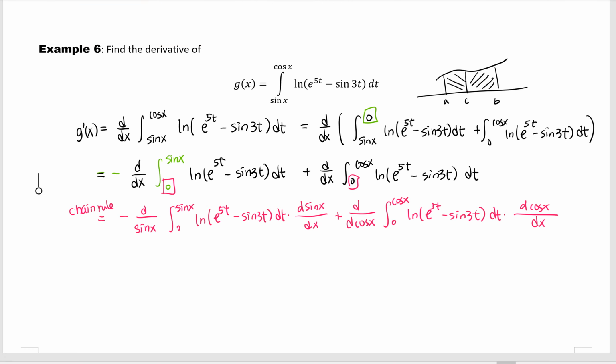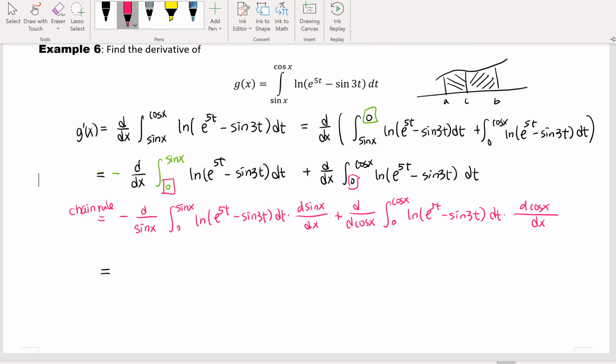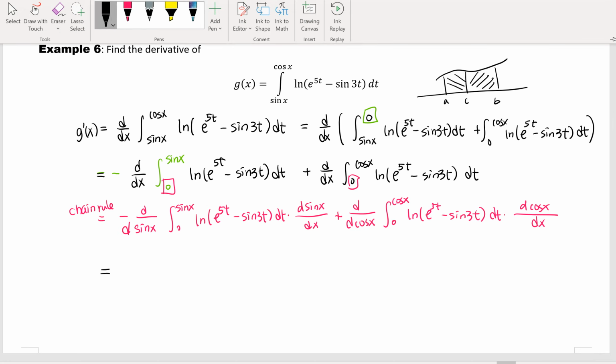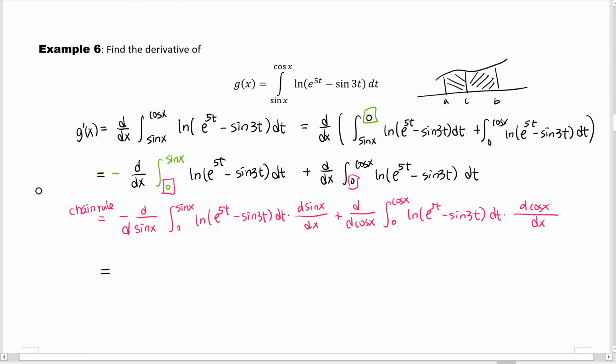Once we have the lower limit as a constant and the upper limit matching the derivative in front of it, oh, did I miss the d here? Yeah, I did. Okay, so by the fundamental theorem of calculus part 1, what's the first guy?